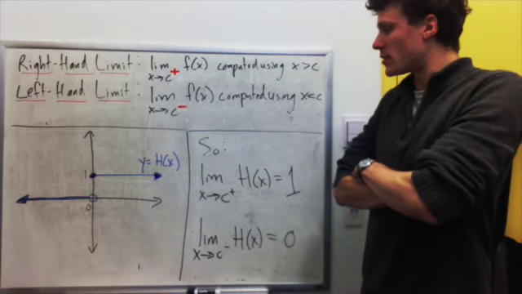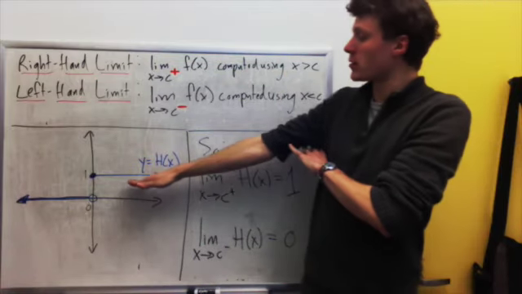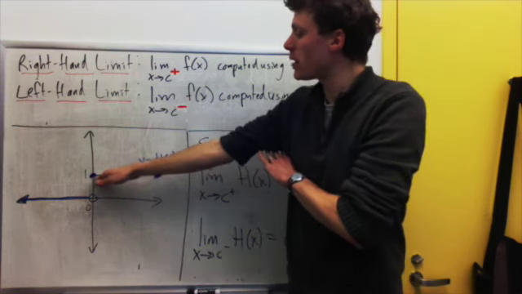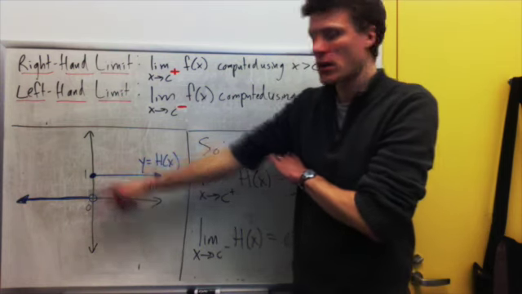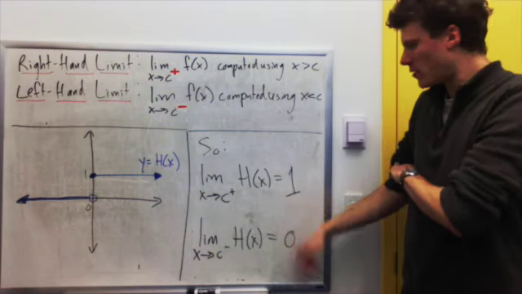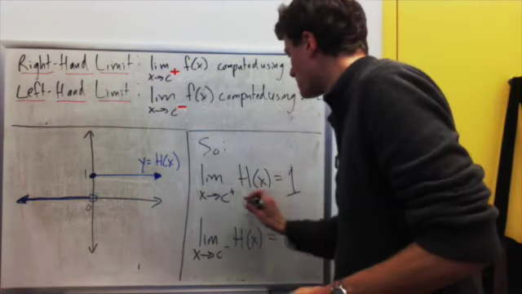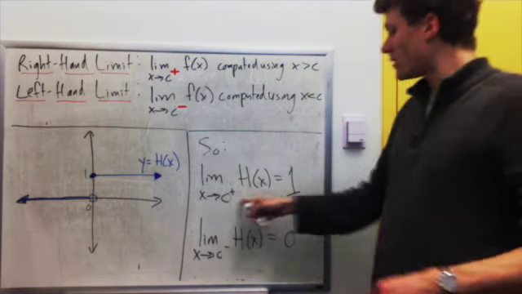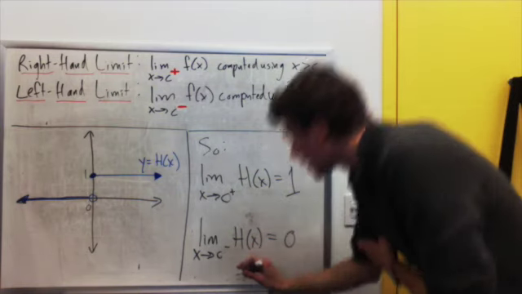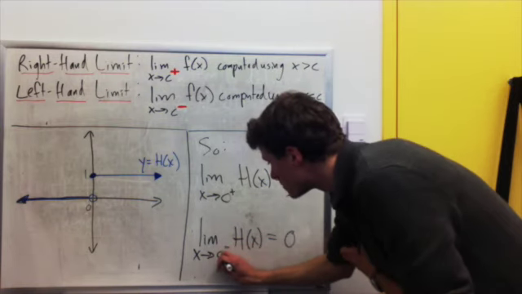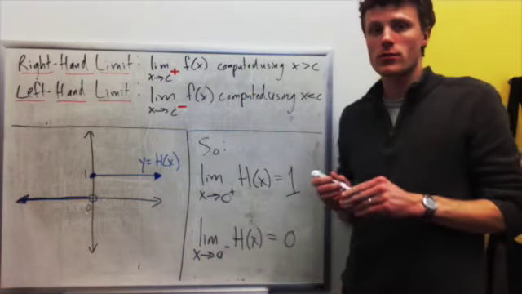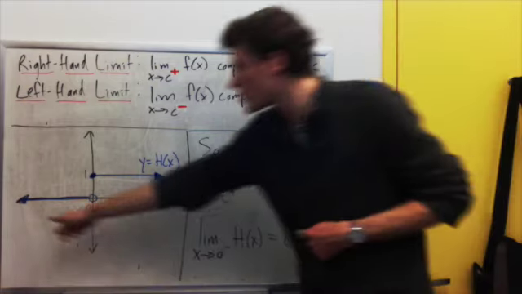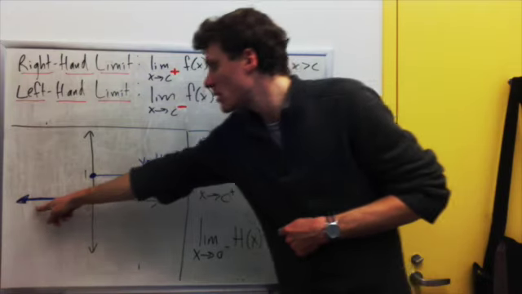So looking at the Heaviside function, if we restrict ourselves to values of x that are bigger than 0, and we approach 0 from the right, the point we approach has a y-coordinate 1. So the limit as we approach 0 from the right of the Heaviside function is 1, and the limit as we approach 0 from the left of the Heaviside function is 0, because the value of the function is 0 to the left.